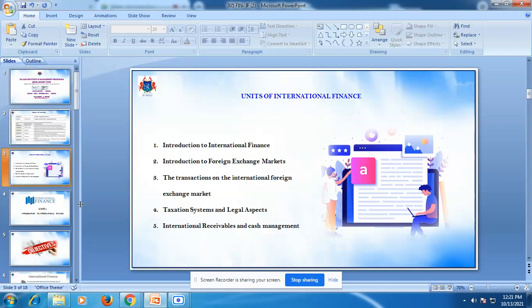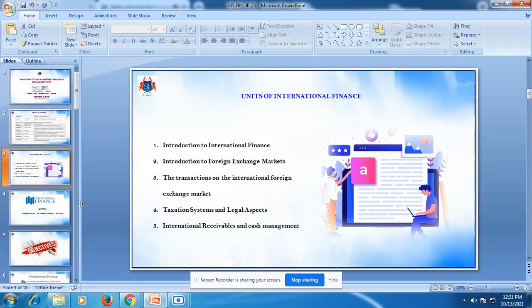Then the fourth unit is the taxation system and the legal aspect. In this unit, we will learn to deal with international double taxation and the way of its regulation, including tax evasion and its definition, organization, dealing with money laundering, including establishment of the legal framework and the function and activity of the FATF.